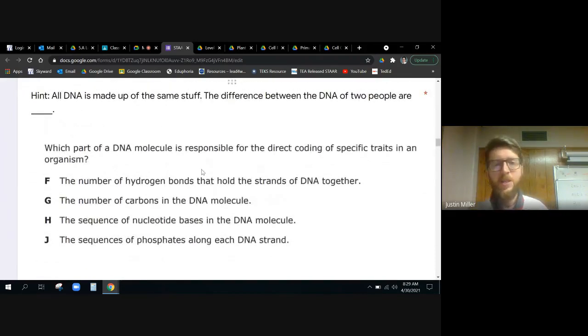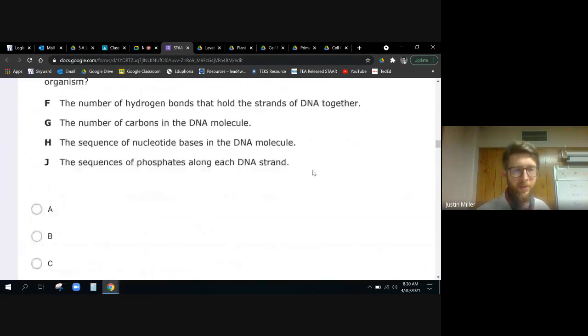Which part of DNA is responsible for the direct coding of specific traits in an organism? Is it the number of bonds in DNA? Is it the number of carbons in DNA? Is it the sequence of bases in DNA? Or is it the sequence of phosphates in DNA? What makes the difference between my DNA and your DNA and the DNA of a plant, the DNA of a frog? It's all the same stuff. It's just in a different what? Sequence, correct. Just remember, it's all about the sequence of DNA. That's the most important part.